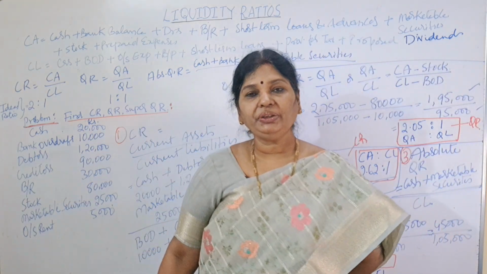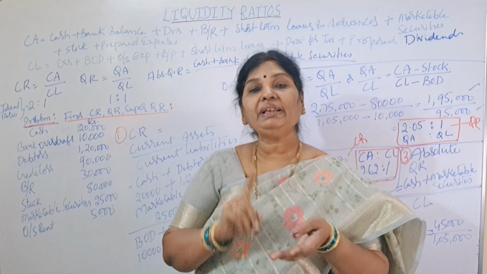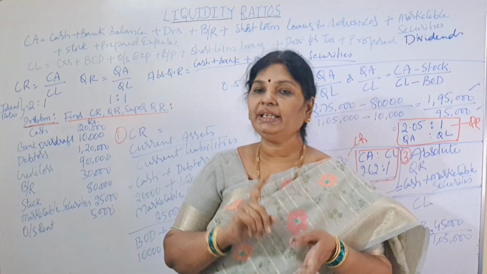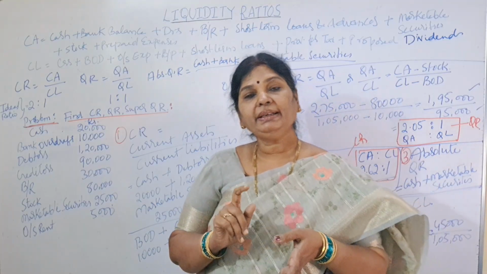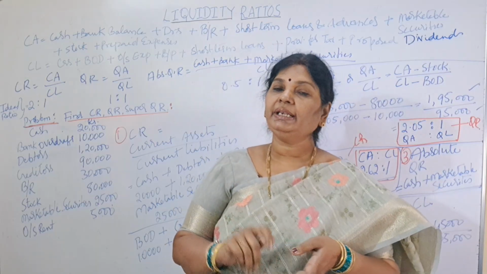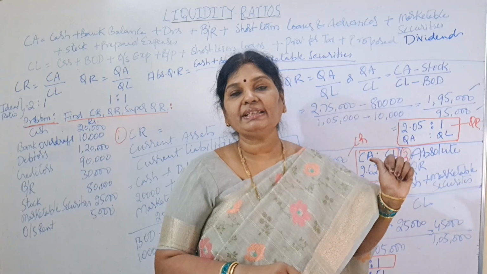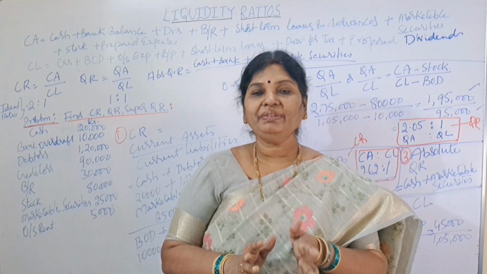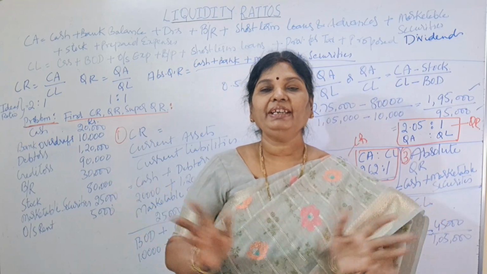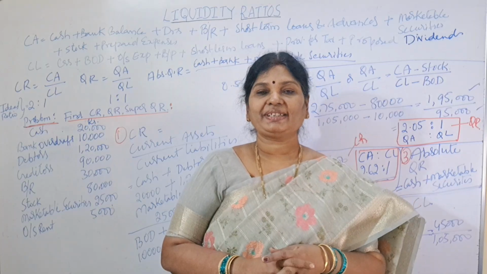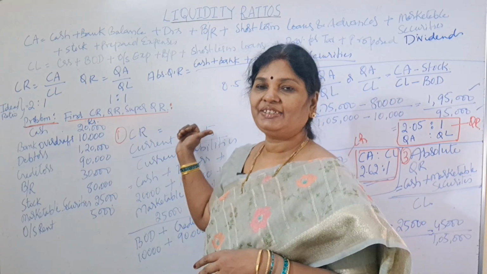When a problem is given to you, you just have to understand what will come under current assets, what will come under quick assets, what will come under current liabilities, what will come under quick liabilities, and what will be taken under absolute quick assets. If you know this perfectly, then you can solve any problem in liquidity ratios. This is about liquidity ratios.